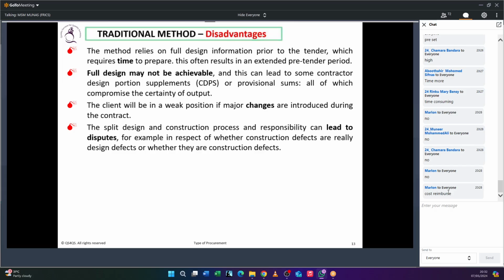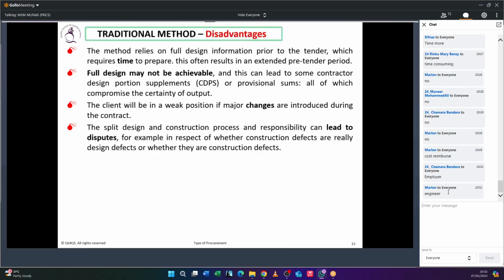And another factor is who does the design under this traditional method. The employer, ultimately the employer's representative engineer. So let's say the engineer does it. Ultimately, the engineer is responsible. But when it comes to the contract, there's a contract between the employer and the contractor. So design is the responsibility of the employer by contract. Your Red Book says the design is by the employer.